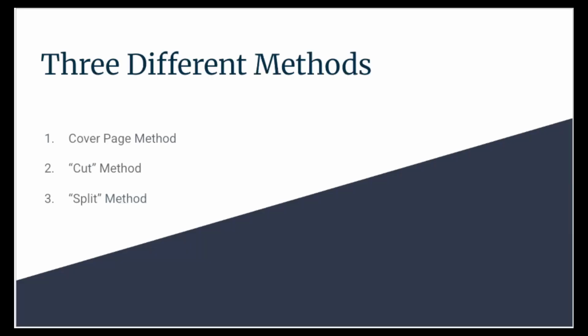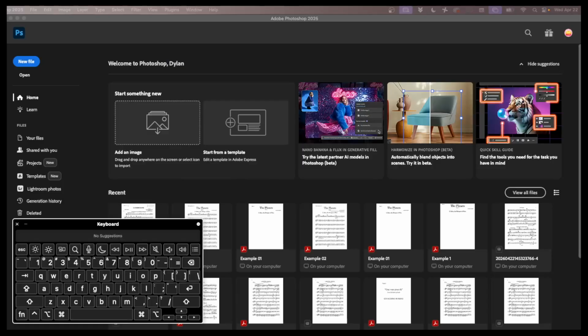So the three different methods that I want to talk about today are as follows. The first method is the cover page method. The second method I like to call the cut method, and the third method I like to call the split method. These names will become obvious later as we talk through how we go through fixing these page turn problems. Okay, let's start with our first example.